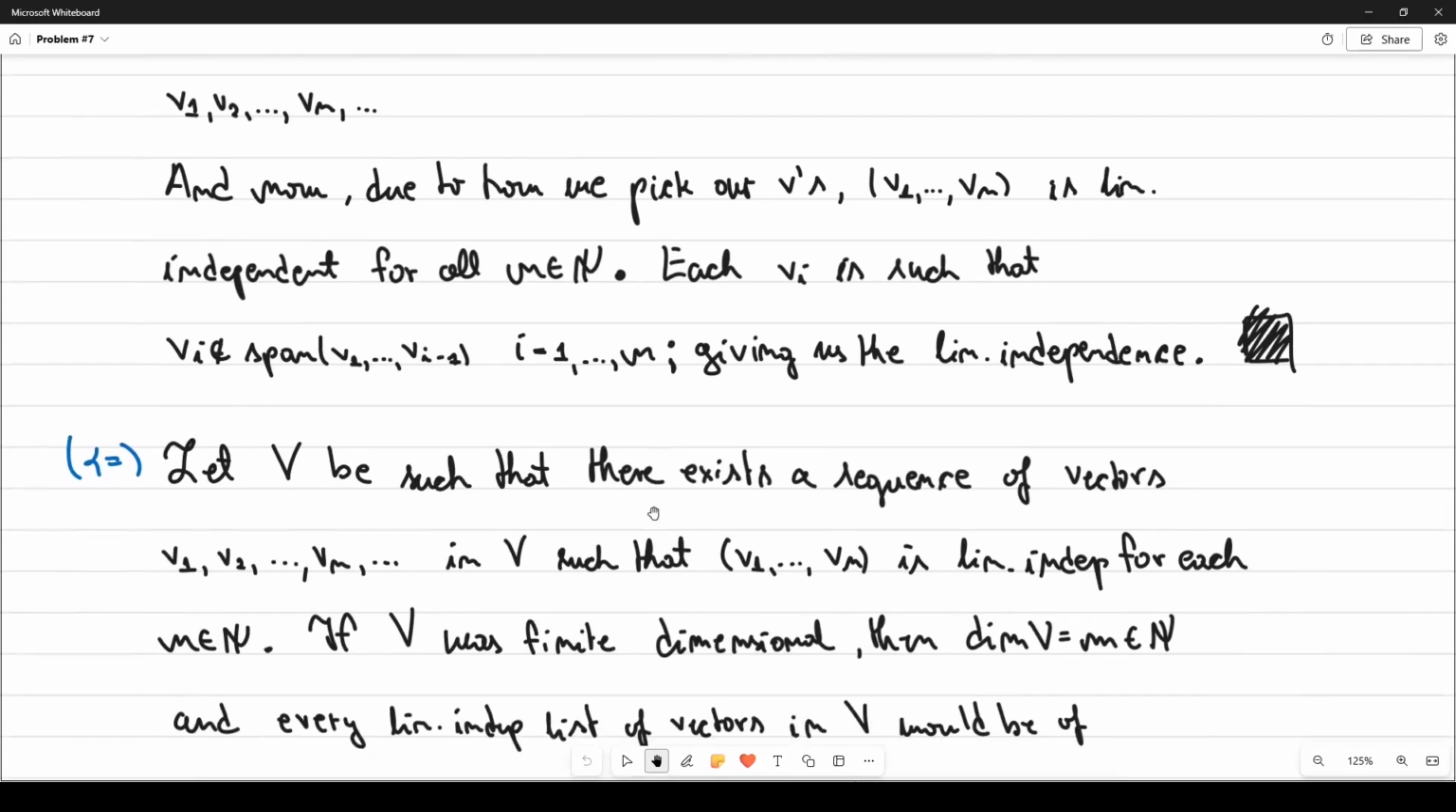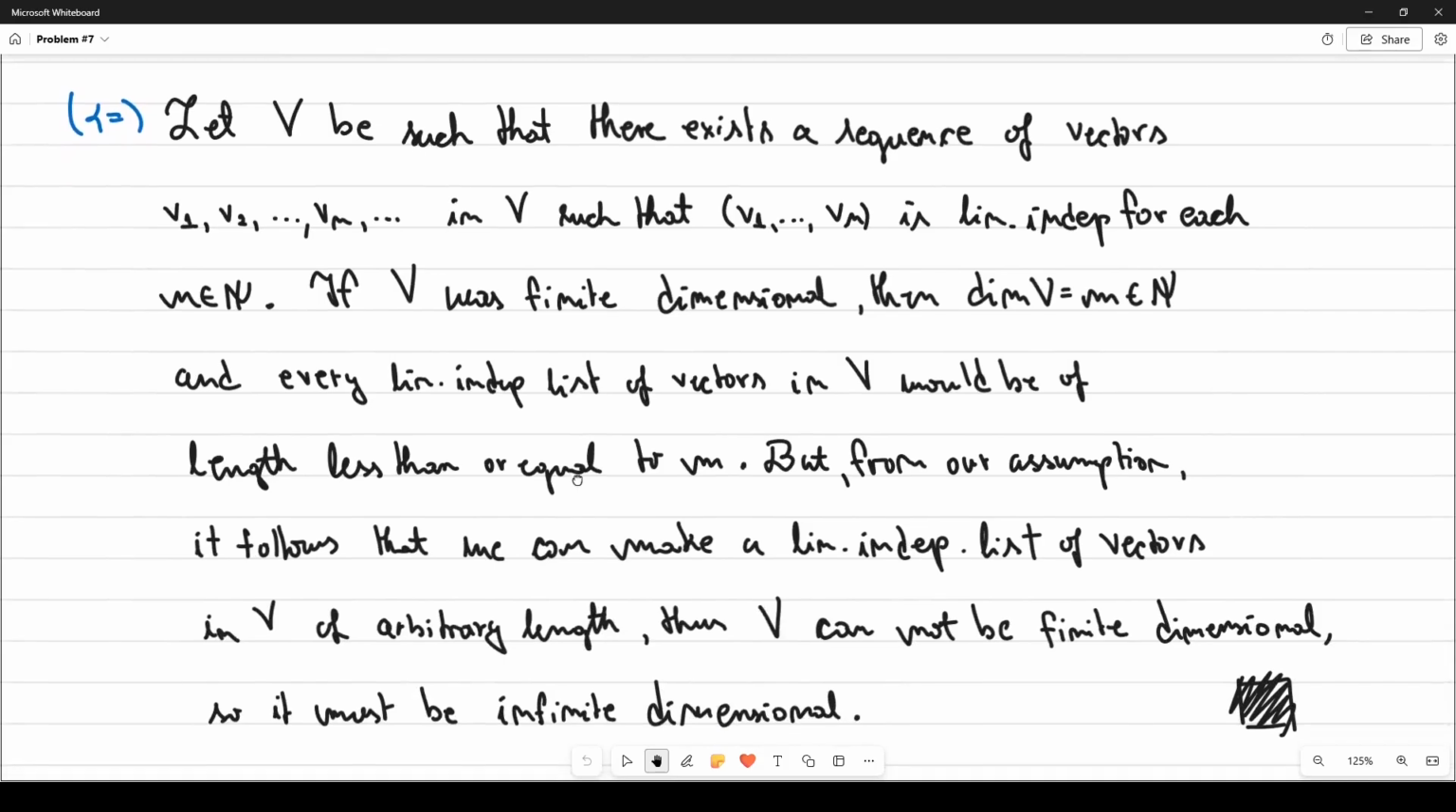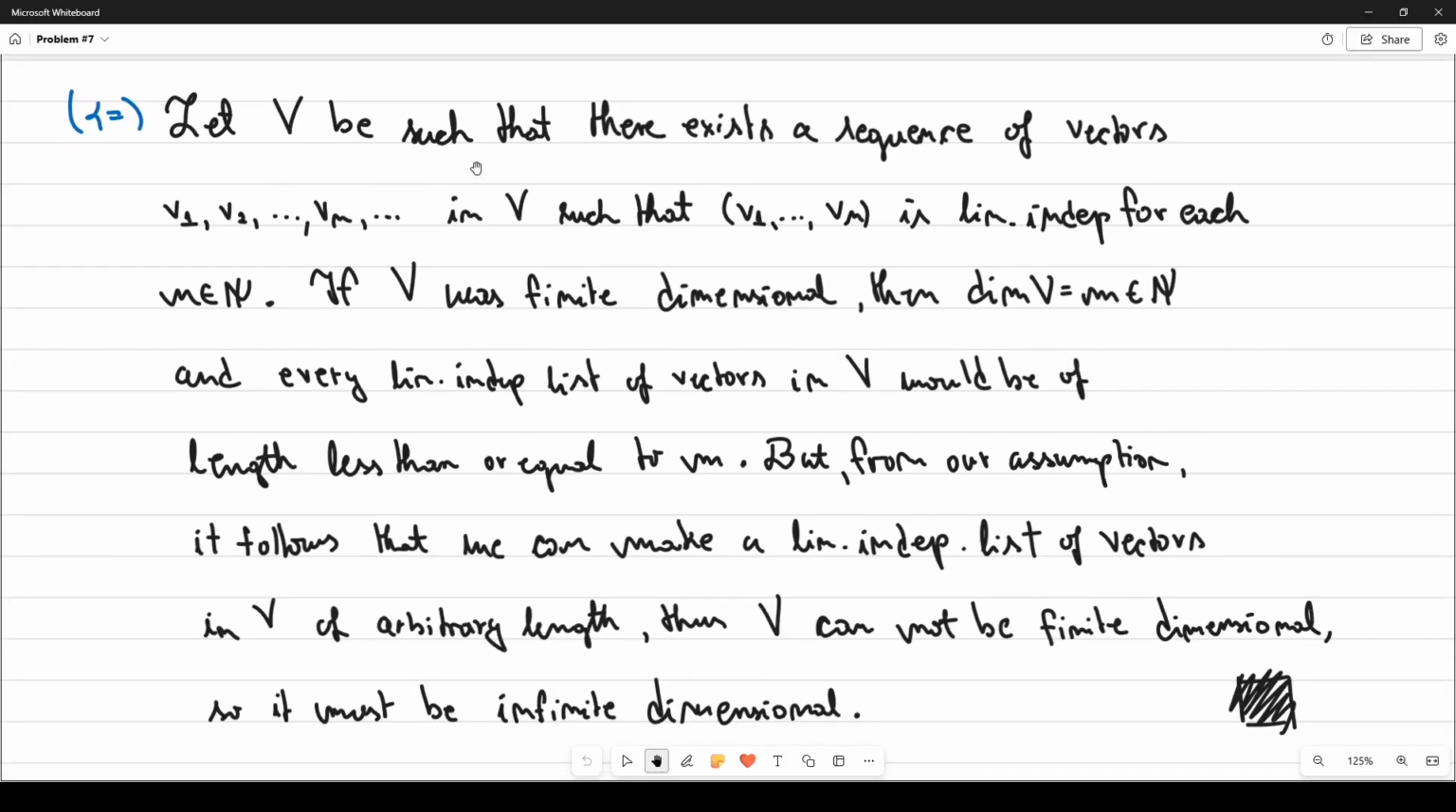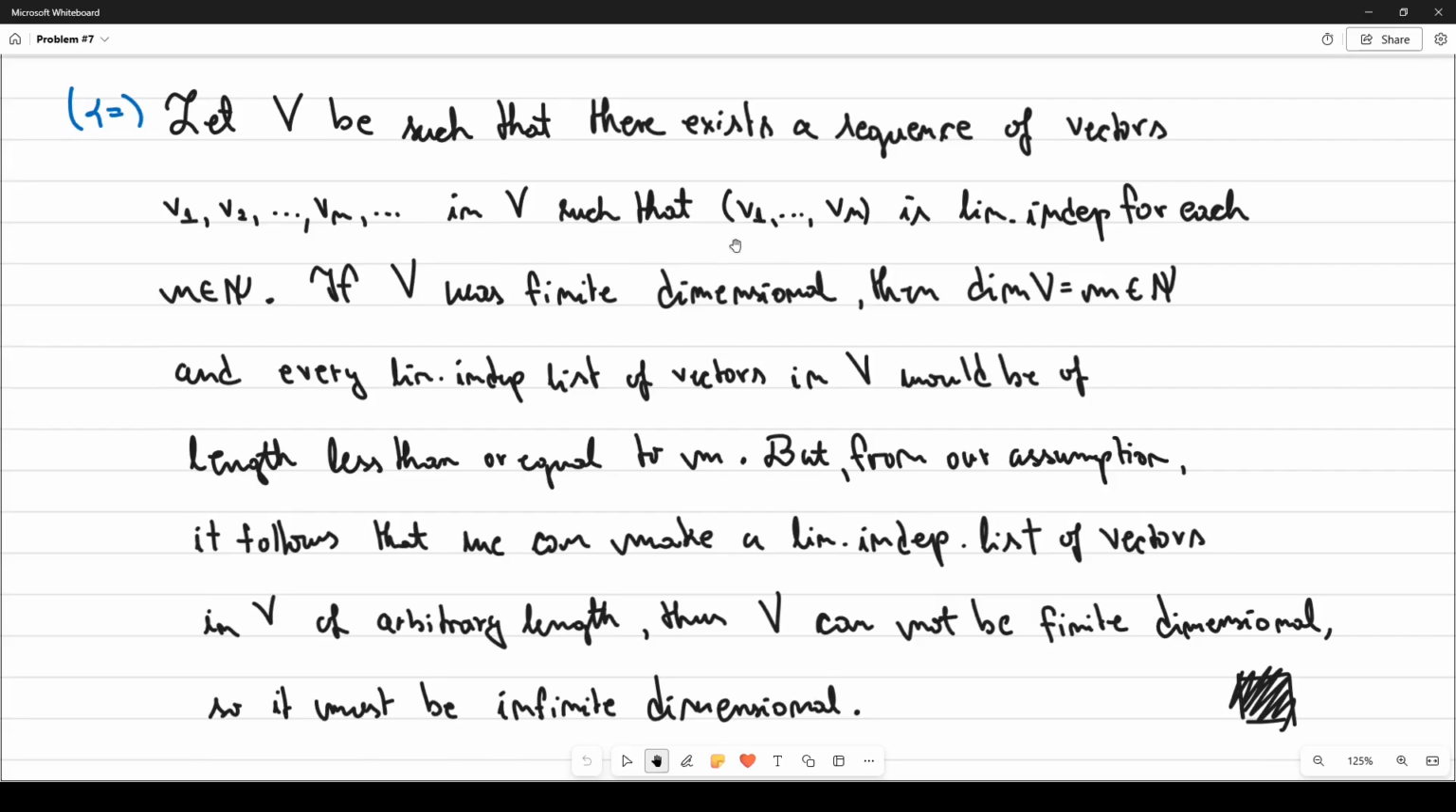So that's one implication. And now the other implication. So let's assume that V is such that there exists a sequence of vectors, so an infinite sequence of vectors in V, such that whatever list I pick of length n, it is linearly independent for each n.